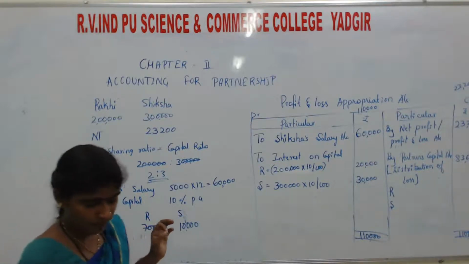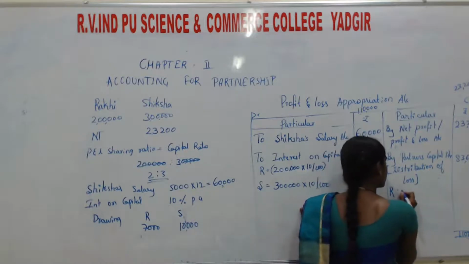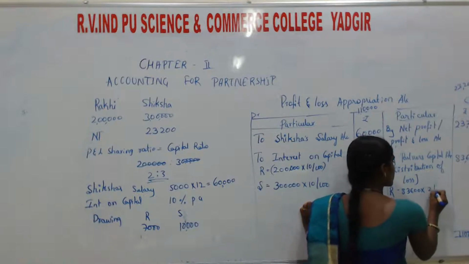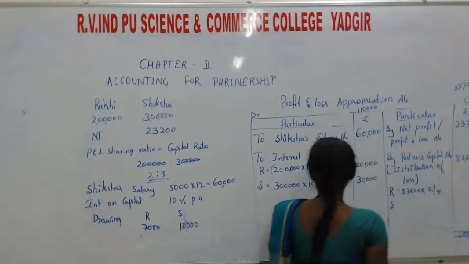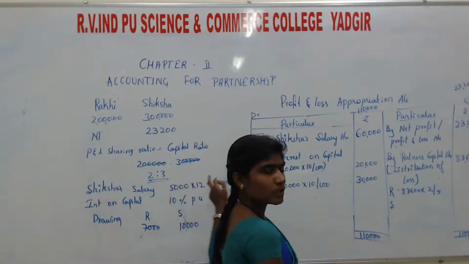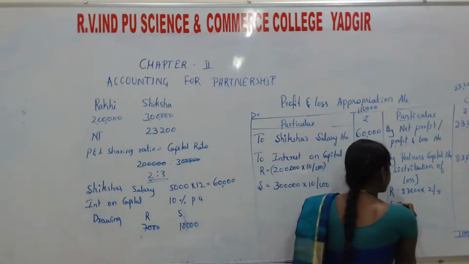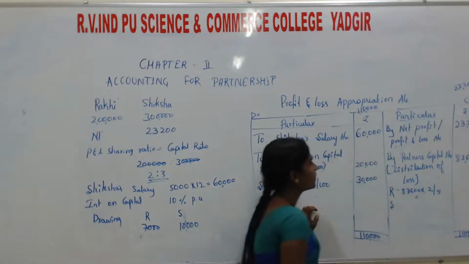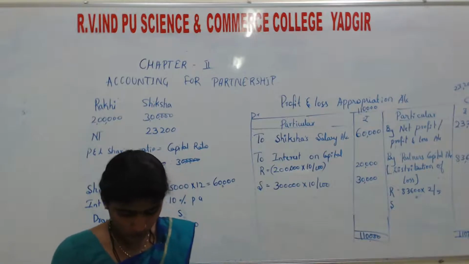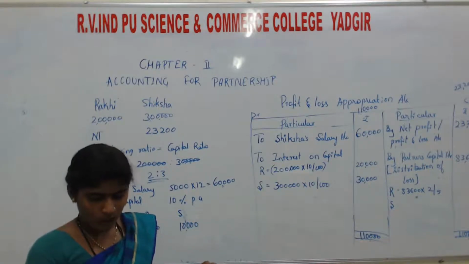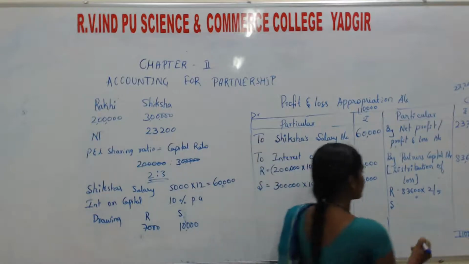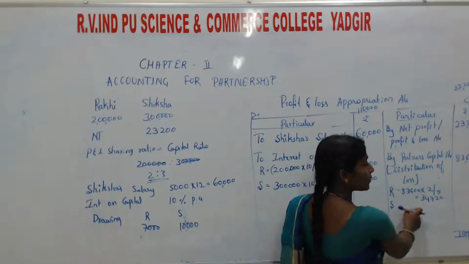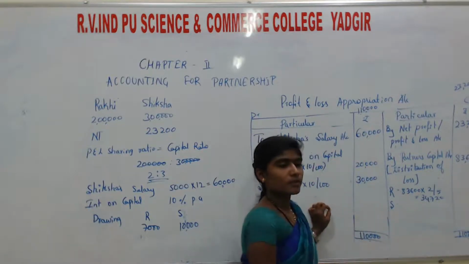Okay. See, 83,600 into Rakhi's share is 2 by 5. 2:3, 2 plus 3, 5. Then what is the share of loss of Rakhi? 34,720. It is the loss of Rakhi.